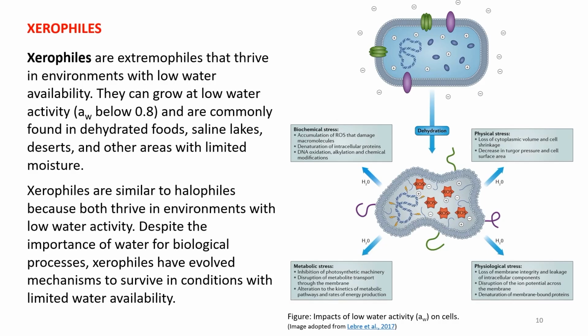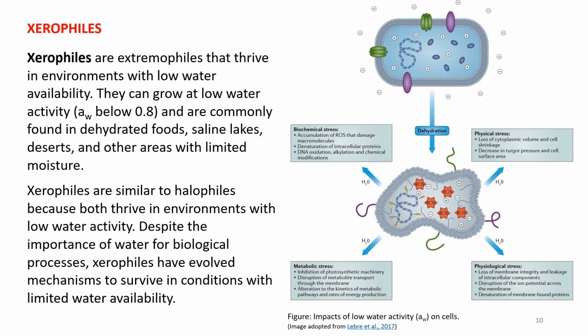So, whenever there is dehydration due to maybe high salt or high sugar or any other conditions, the cell will come under various stresses: physical stress, physiological stress, metabolic stress, and biochemical stress. In physical stress, there is loss of cytoplasmic volume and cell shrinkage, and a decrease in turgor pressure and cell surface area.